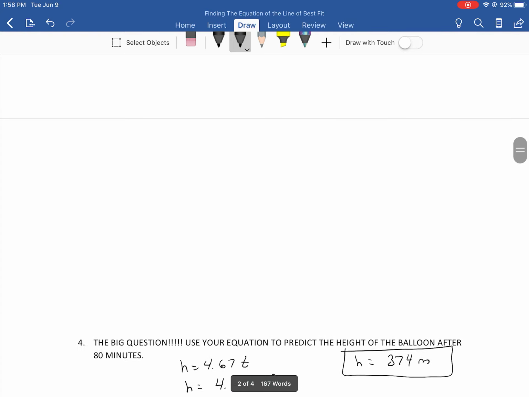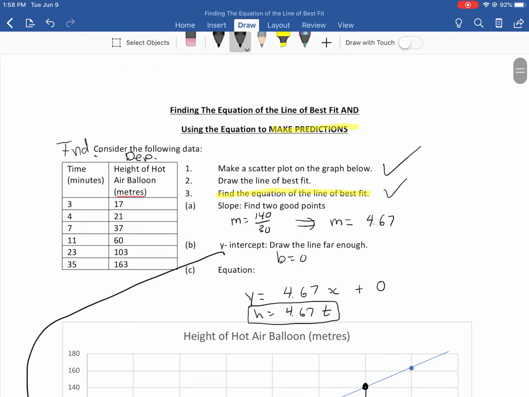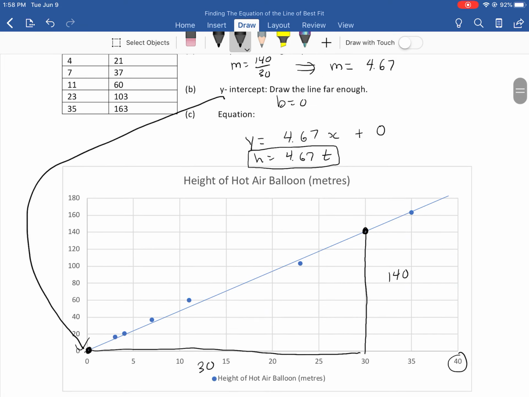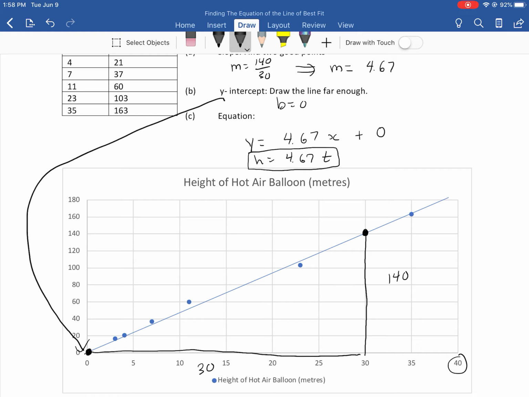That's all there is to it. Let me just review the steps. Make the scatter plot, of course. Draw the line of best fit the best you can. Okay, and then find the equation of the line of best fit. There's 2 steps to doing that. Find the slope. Find 2 nice points as close to grid crossings as you can for accuracy. And then just if you draw the line back far enough, you'll get the y-intercept right there.